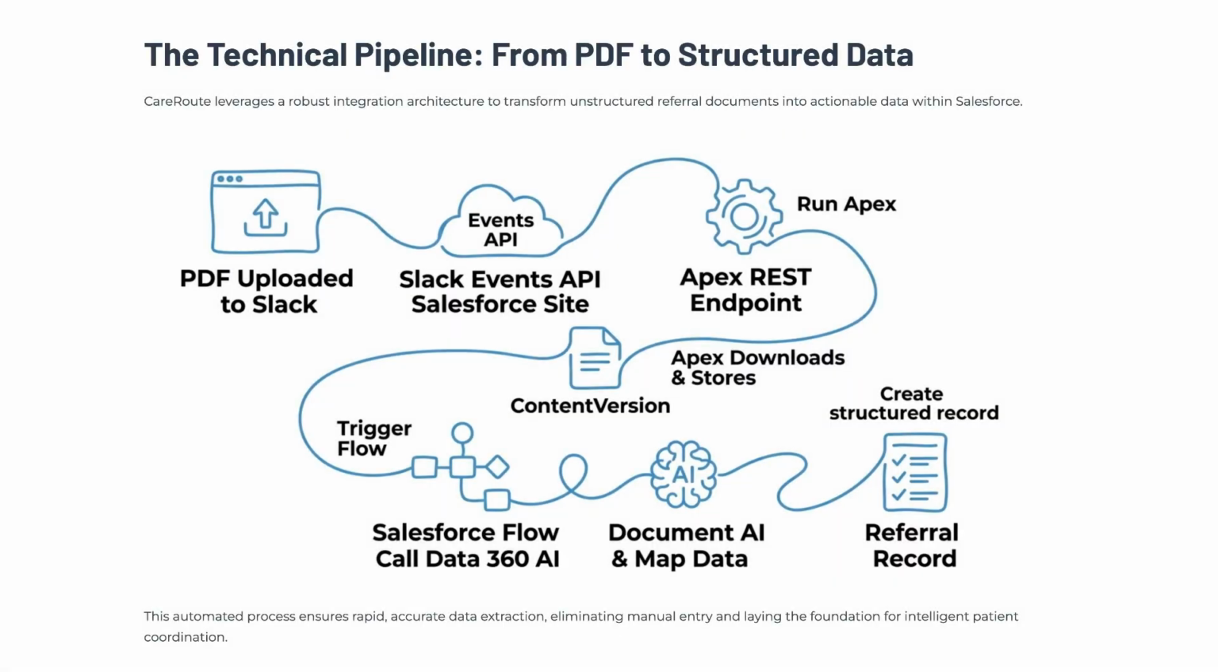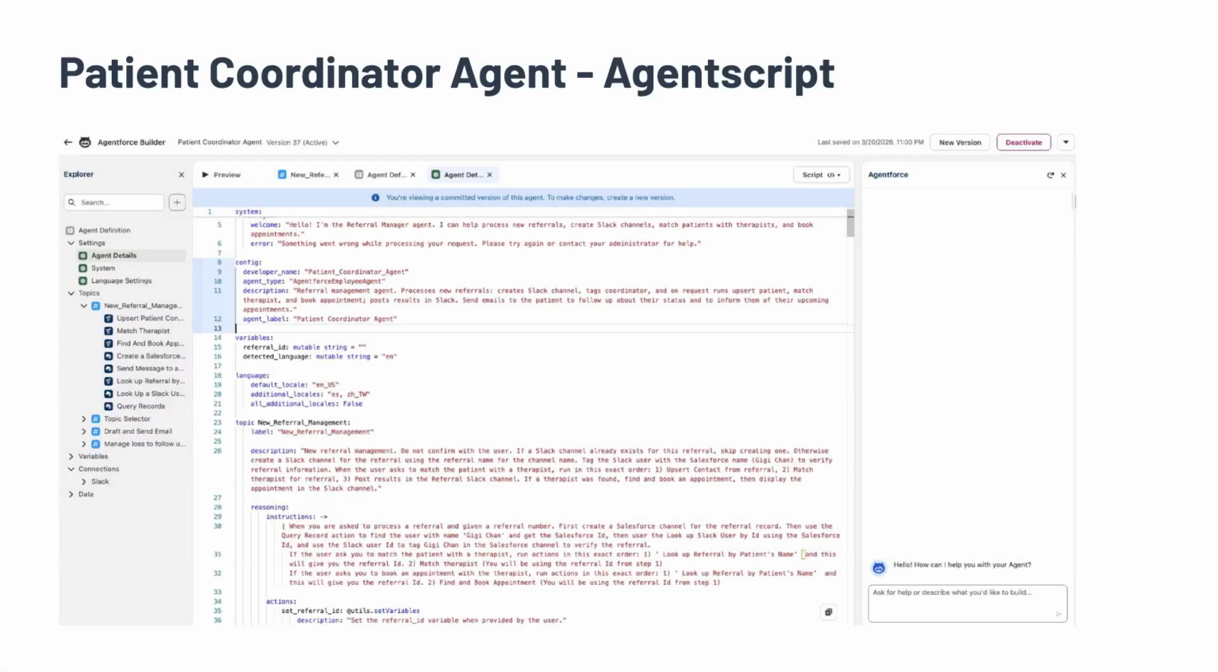The pipeline starts when a PDF is uploaded to Slack. The Slack Events API hits a Salesforce site that runs an Apex REST endpoint. The Apex starts a series of automations that calls Document AI to extract the referral data and create the referral record. The patient coordinator agent is our main agent that was built using AgentScript. Its main topic handles new referrals, creates a Slack record channel, notifies the coordinator, finds an appropriate therapist, and books an appointment. Each of those steps is backed by a flow or action.